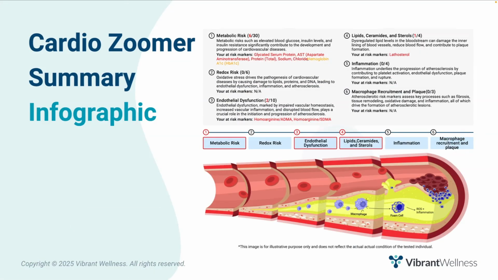Below the risk score is a Cardio-Zoomer summary infographic, which gives a 30,000-foot overview of the patient's metabolic risk, redox risk, level of endothelial dysfunction, lipids, ceramides, sterols, and inflammation, along with macrophage recruitment and plaque formation. Markers that are out of range are listed in red when elevated and yellow when moderately elevated. In general, the more markers listed on this page, the higher the patient's risk. This infographic is instrumental in explaining risk and risk progression to patients.